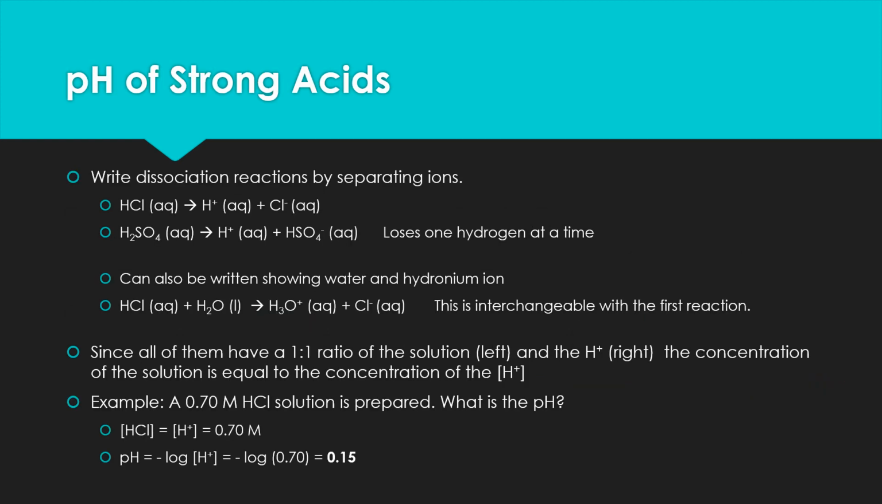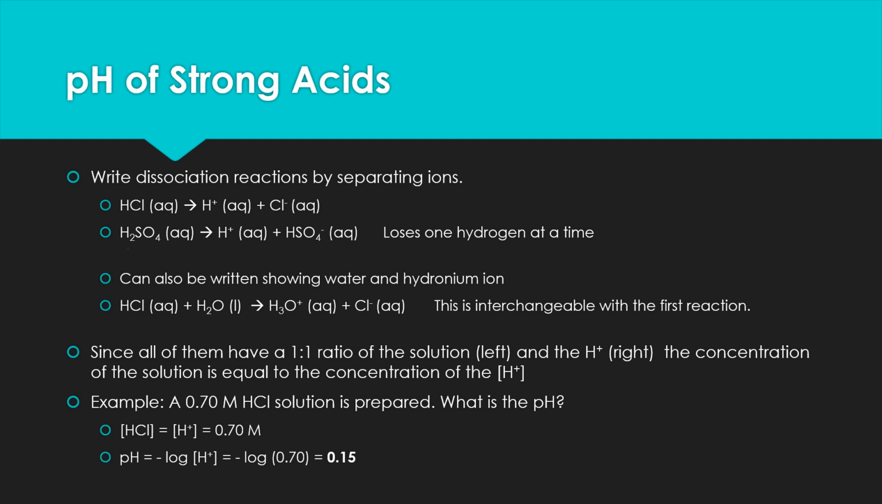So let's look at the pH of our strong acids. Just focus on our acids for now. We can write dissociation reactions by separating the ions for any of these strong acids. And there's only 6 of them, remember, so this is the same basic process over and over again. So we've got HCl forms H+ and Cl-, pretty straightforward.